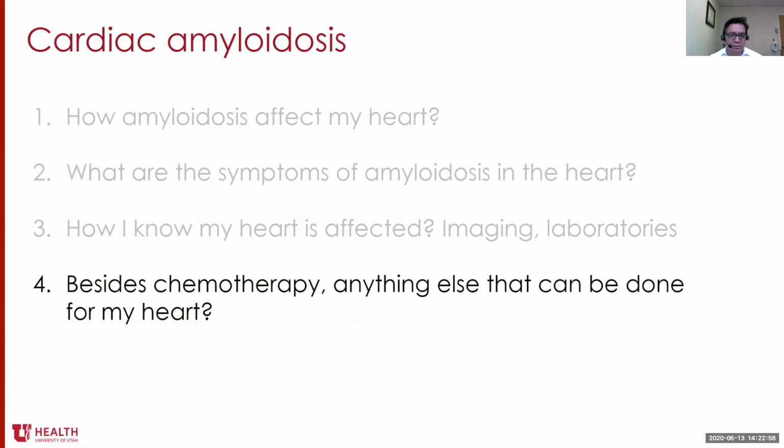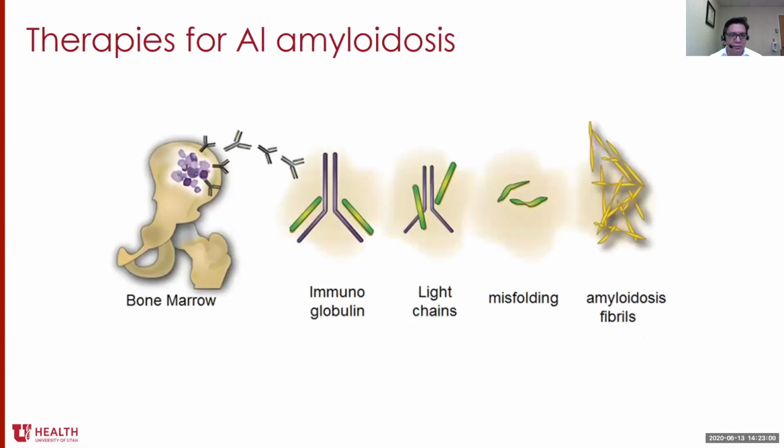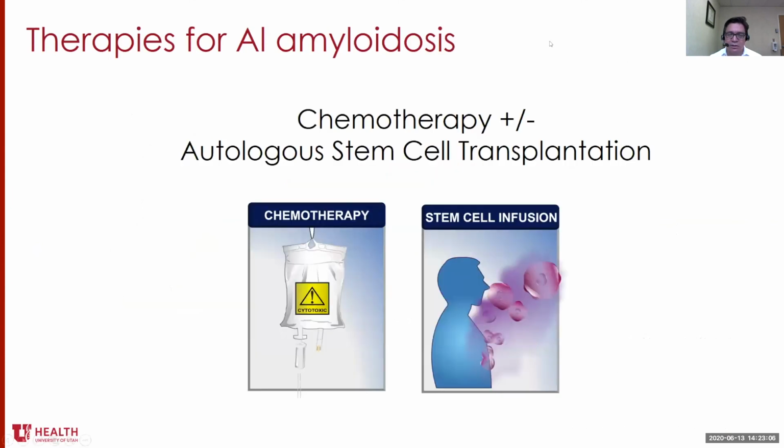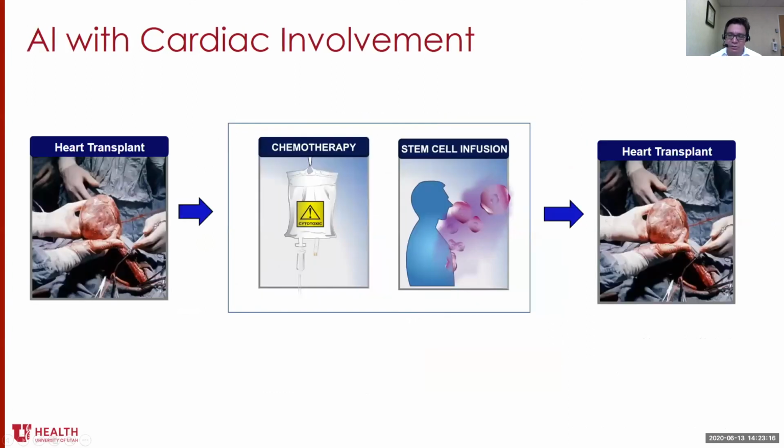And this is very short. My last slide. We're done. Patients with AL amyloidosis with cardiac involvement, as we discussed, the standard therapies are chemotherapy, with or without stem cell transplantation. But some patients might have hearts that are too weak to undergo stem cell transplantation.